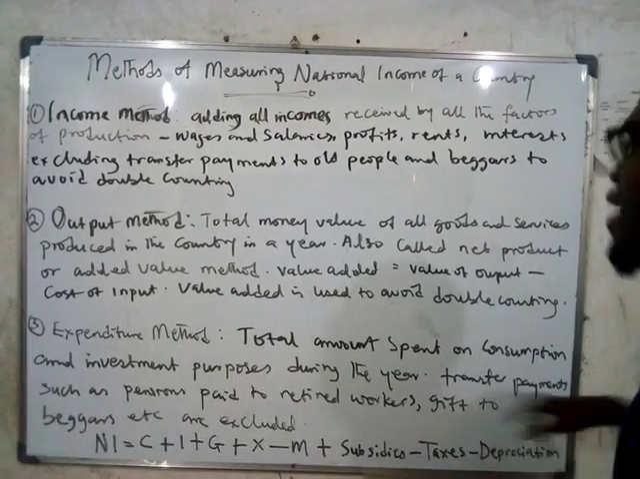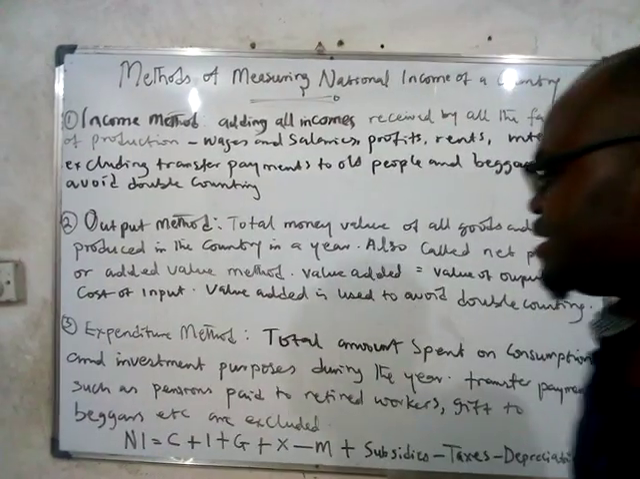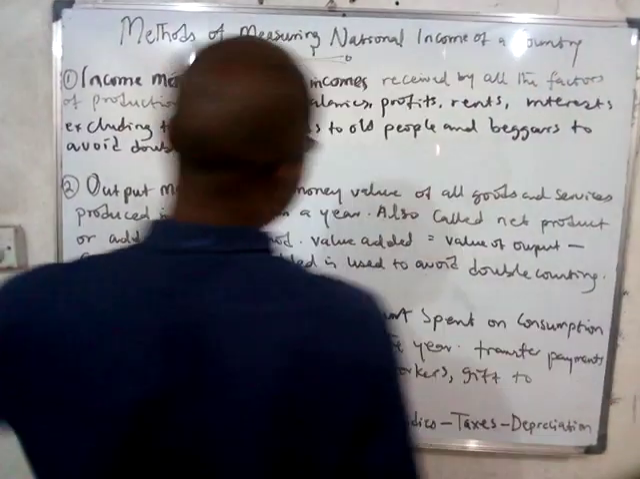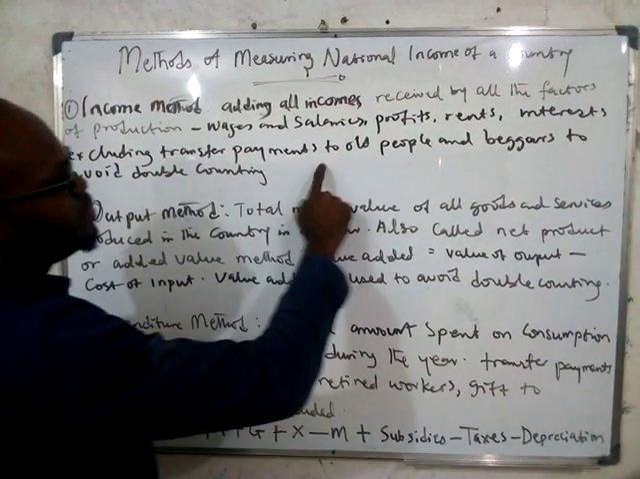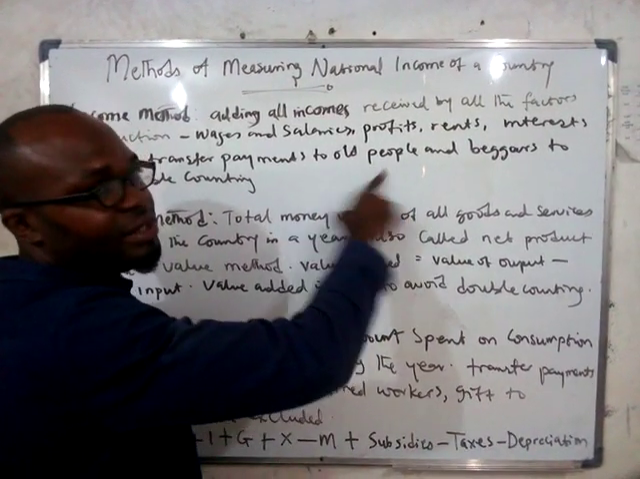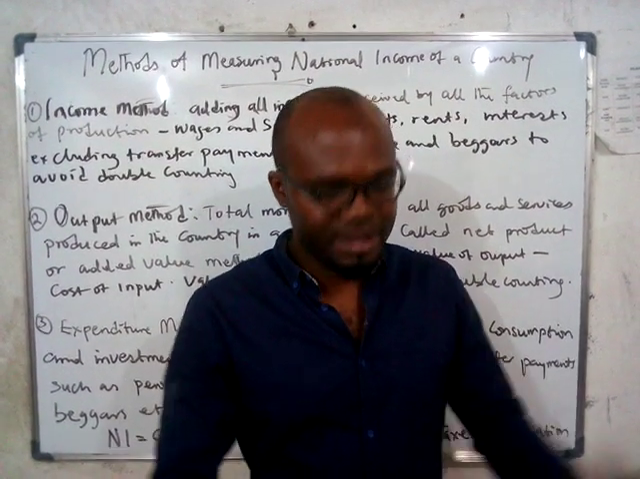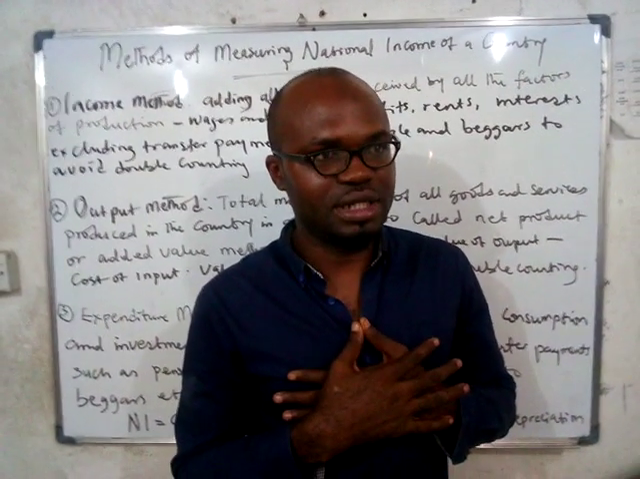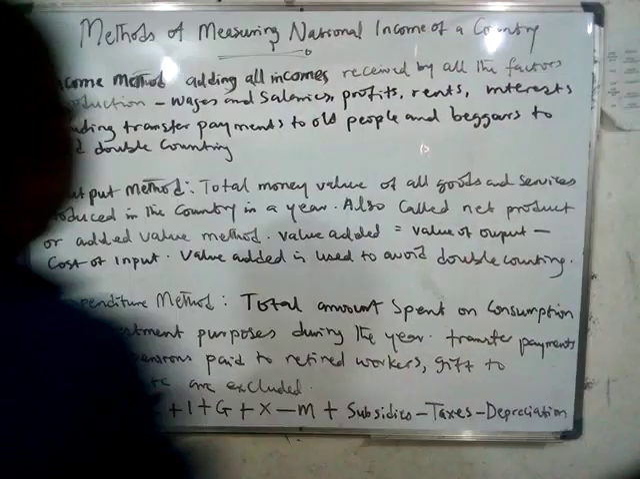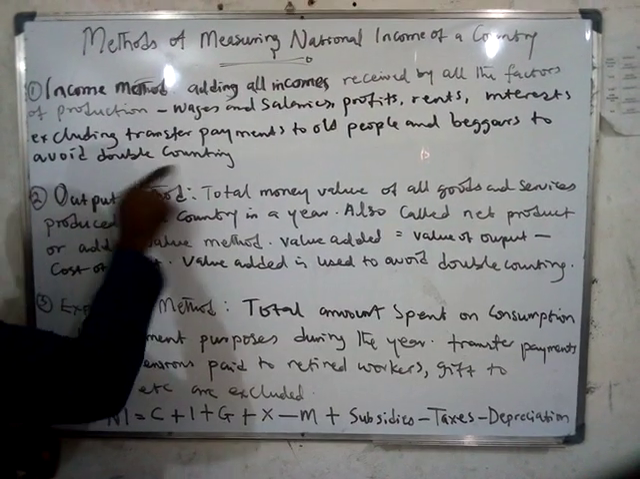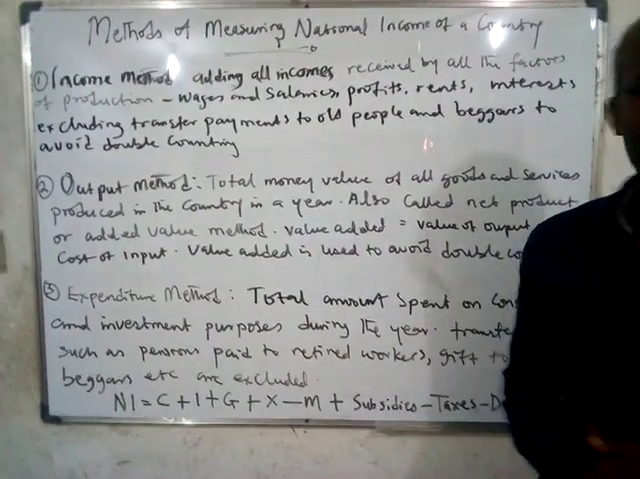In this case, transfer payments such as pensions paid to retired workers, gifts to beggars, etc. are excluded. So whenever you're doing this calculation, don't put transfer payments. Even when you're using the income method, money that you give to old people like your grandma and grandpa in the village, you don't have to put it, because that money has already been accounted for. The person that got it as personal income has already been taken down. So you avoid that in order to avoid what we call double counting. So you can use any of these methods to calculate the national income.